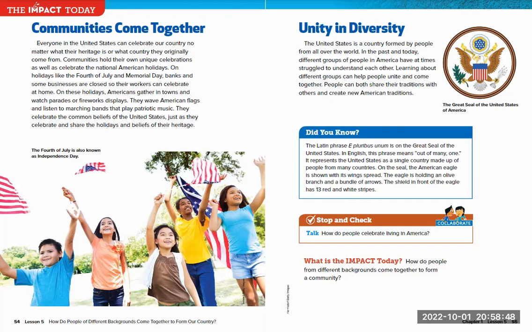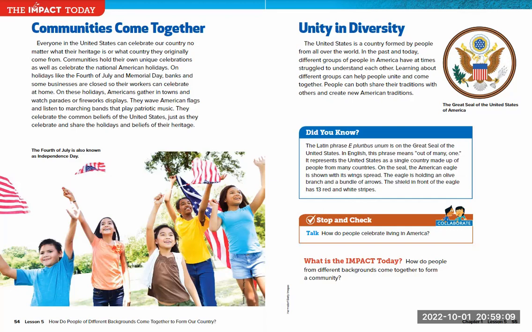We are on page 54. Communities come together. Everyone in the United States can celebrate our country no matter what their heritage is or what country they originally come from. Communities hold their own unique celebrations as well as celebrate the national American holidays.